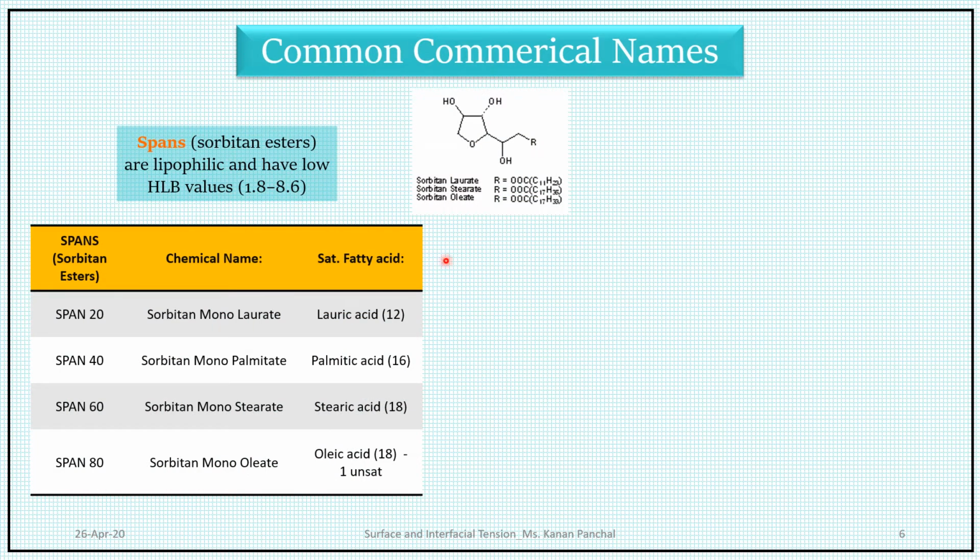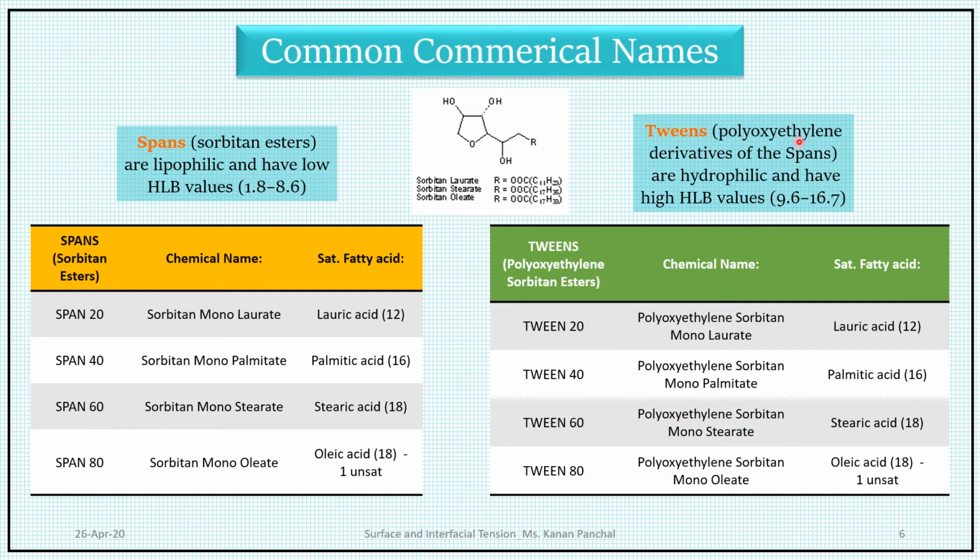Let us discuss some common commercial surfactants and their names. One of them is popularly known as SPANs. SPANs are nothing but sorbitan esters and they are lipophilic. Hence, their HLB values will be on the lower side, that is, about 1.8 to 8.6. On the other hand, we have TWEENs, which are nothing but the polyoxyethylene derivatives of SPAN. Now, TWEENs are hydrophilic, hence their HLB values will be on the higher side, that is about 9.6 to 16.7.